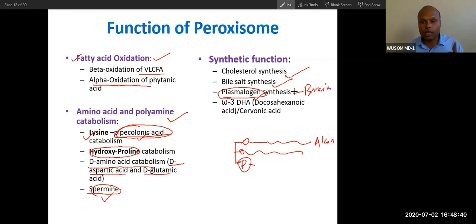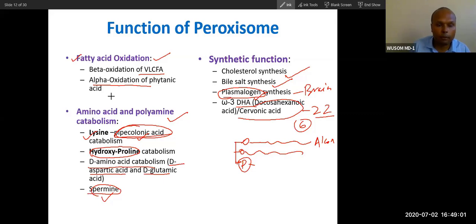So plasmalogen synthesis failure can cause damage to brain. And then you can see this DHA. I've told you this is a very important fatty acid for development of brain. Docosahexaenoic acid, a 22 carbon, 6 double bond containing fatty acid, is synthesized here. So these are the synthetic functions of peroxisome.